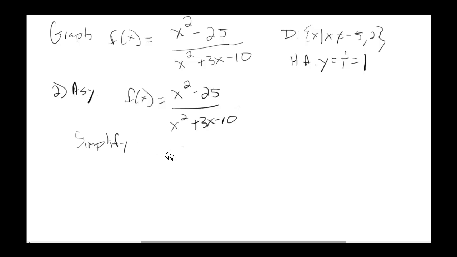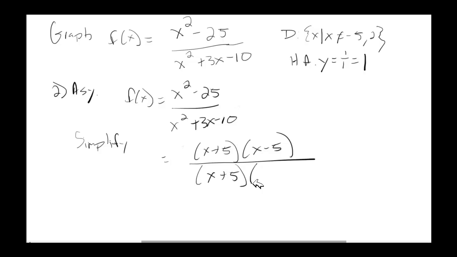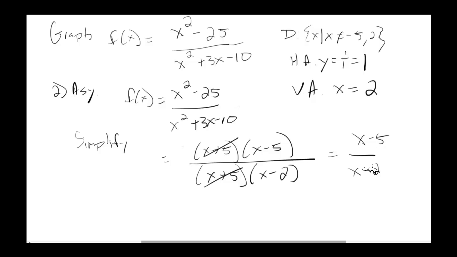So let's see. Upstairs, I have x plus 5 and x minus 5, which is my difference of 2 squares. The bottom, we already know how that factors. It factors to x plus 5, x minus 2. And now this cancels out with this. And I have x minus 5 over x minus 2. So I only have a vertical asymptote here at x equals 2. It's my only one. It's my only problem still in the denominator.